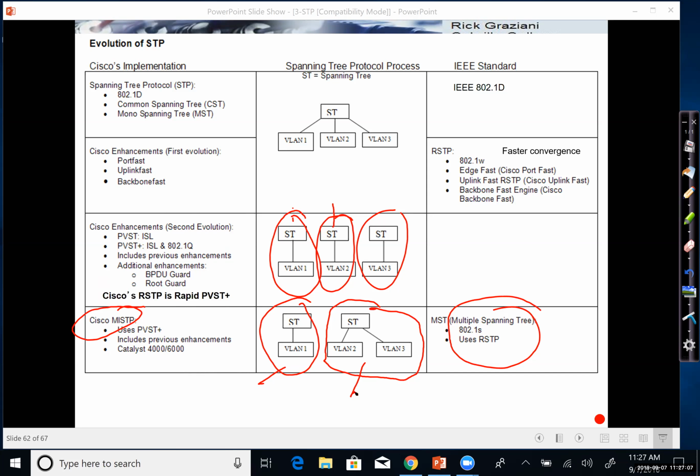We'll talk a little bit more about PortFast and BPDU guard in later videos. We'll also talk a little bit more about RSTP, rapid spanning tree, in a later video as well. Okay, so I hope this helped introduce you a little bit to the evolution of spanning tree.